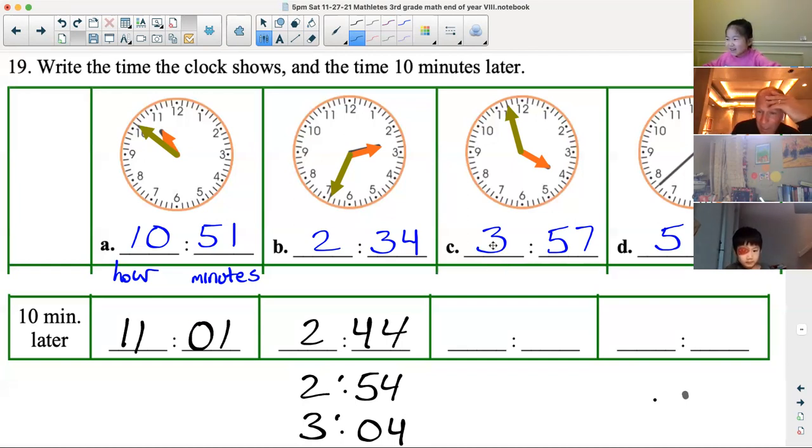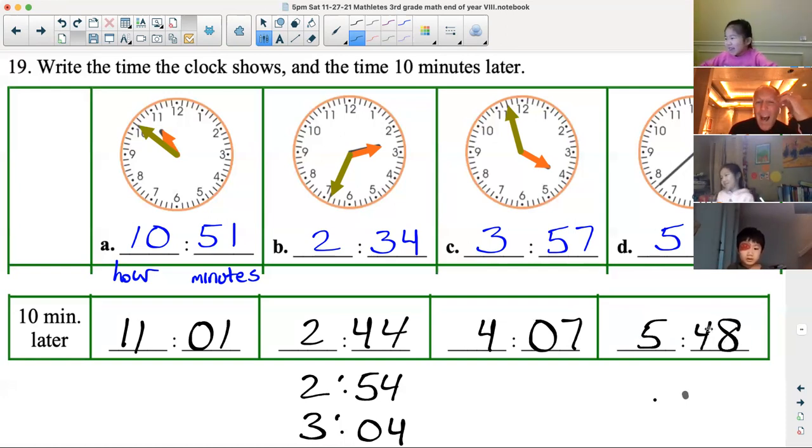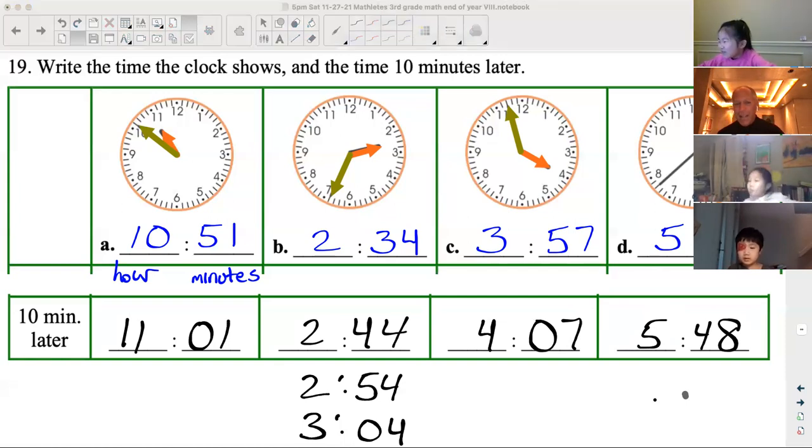Now, Jason, what about you? Can you do 10 minutes after 3:57? 4:07. Nice. Very, very nice. And Stella, could you tell me 10 minutes after 5:38? I've got 5:48. Very, very nice.